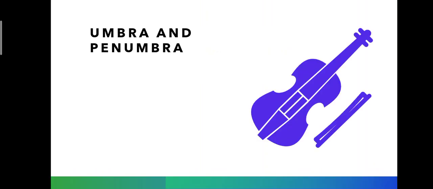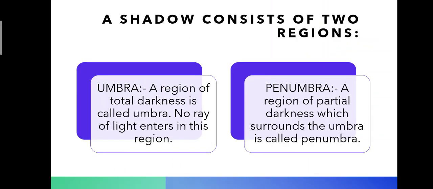In a shadow, the main terms are umbra and penumbra. You and I have also noticed that in a shadow there is a very dark part, and around it a faint part. That dark part is known as umbra, and the faint part is known as penumbra. As I told you, umbra is a region of total darkness, the darkest part of a shadow.